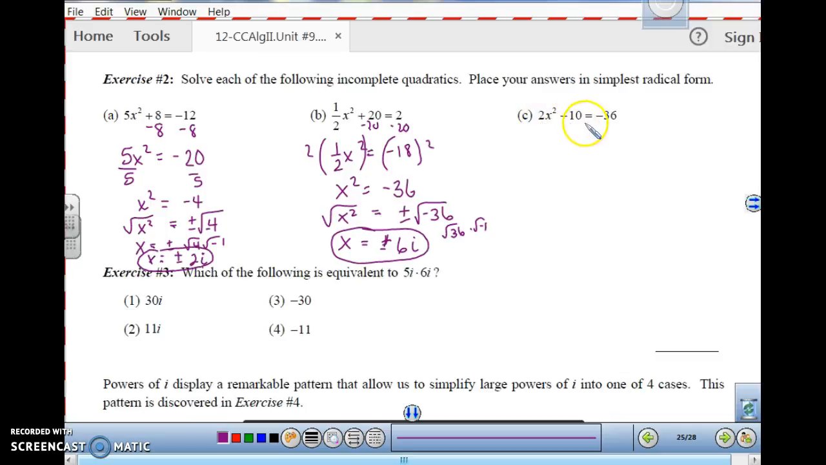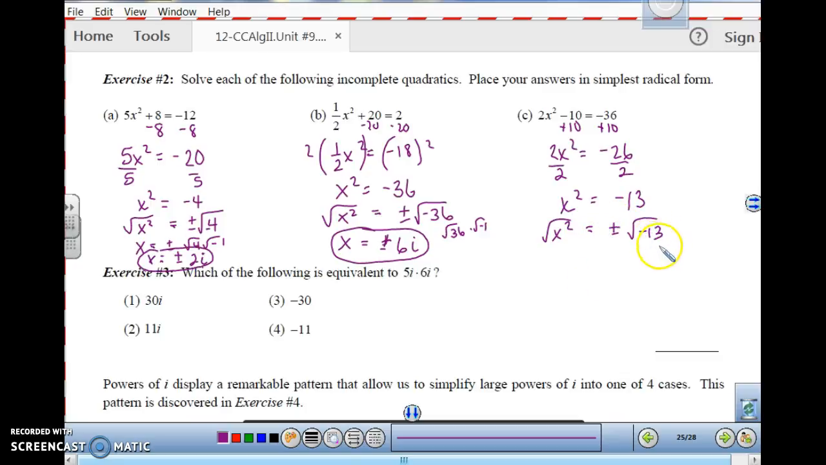All right, 2x squared minus 10 is equal to negative 36. Add the 10. 2x squared is equal to negative 26. Divide by 2. x squared is equal to negative 13. Take the square root of both sides. Don't forget it's plus or minus.